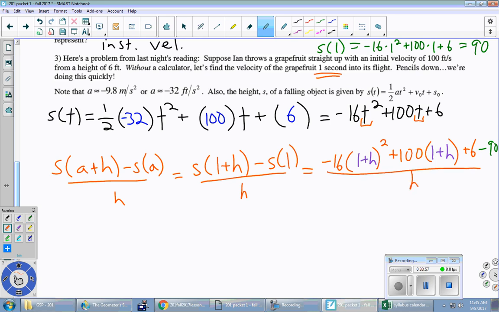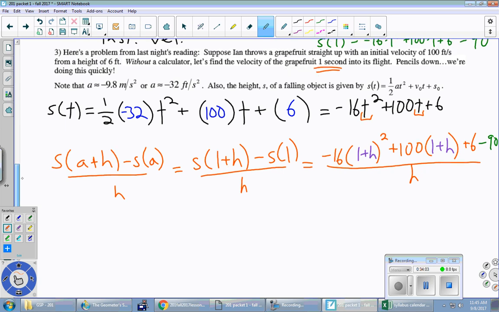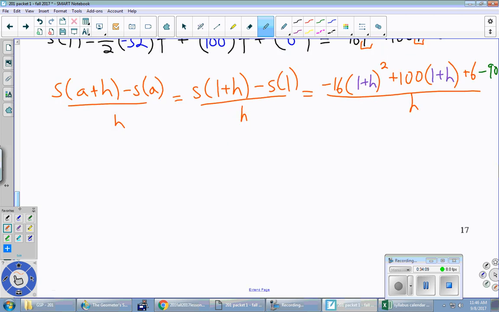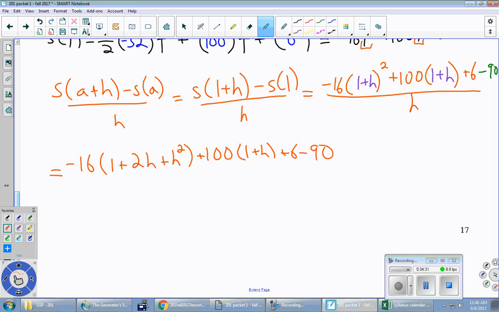Okay, big old mess. It's going to get a tiny bit worse before it gets better, but it's going to get a lot better if we can crunch through the algebra. I did that right, didn't I? 100, 6, yeah, I think we're good. Okay, so here we go. Equals, negative 16 is hanging out on the outside. 1 plus H squared. It is a FOIL. Imagine 2 of them in your mind, and we are foiling. 1 plus 2H plus H squared. Plus, I'll just go ahead and copy everything else there. 100 times 1 plus H plus 6 minus 90. I'll divide by H. Now we've got to get rid of these parentheses by doing what?